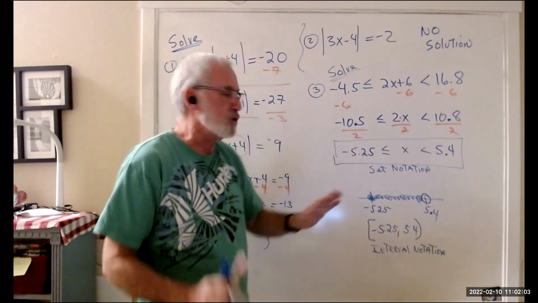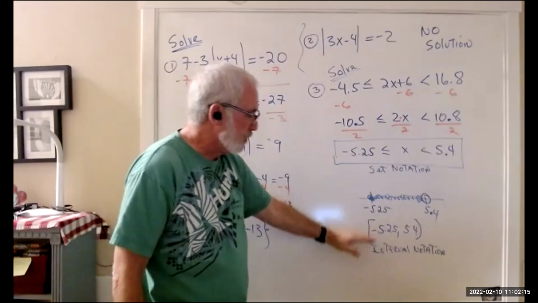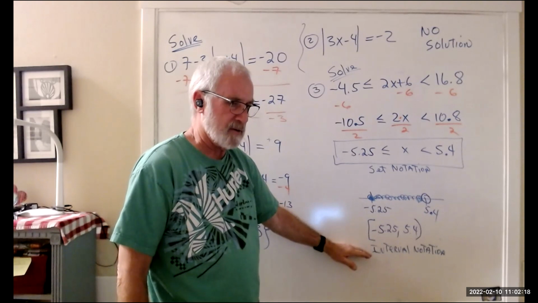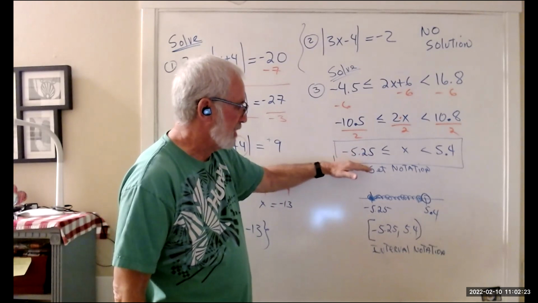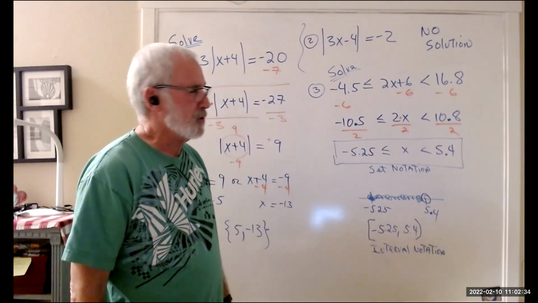But if the directions said solve and express your answer in interval notation, now you're going to go a couple extra steps. You've got to get this, and then you've got to translate this into this. You don't have to graph, but I think it's better if I see the graph. Did I answer your question or not?